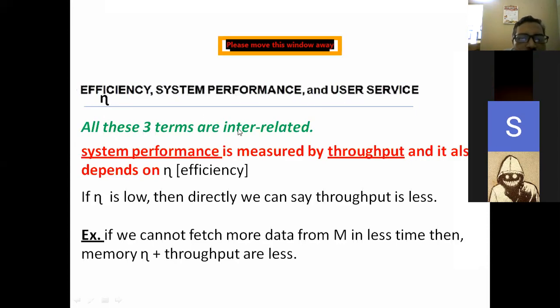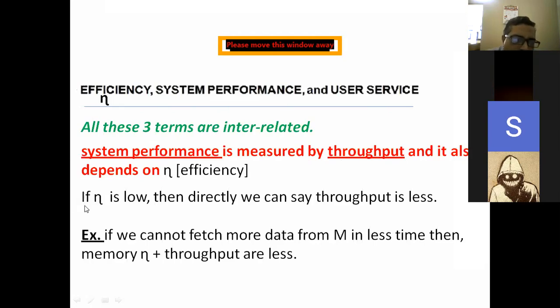All these three terms are interrelated. The main point here is that efficiency, system performance, and user service are interrelated. If I see the definition of system performance, it is measured by throughput, and it always depends upon efficiency eta. So here we have a relation between system performance, efficiency, and user service, where system performance is measured by throughput, and it always depends upon the efficiency.